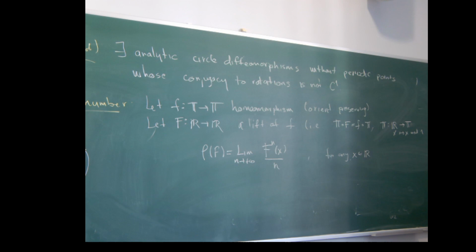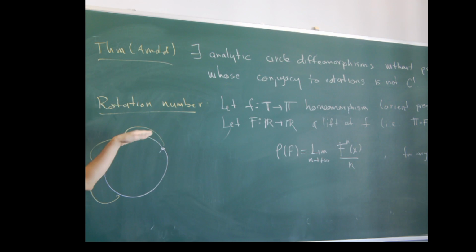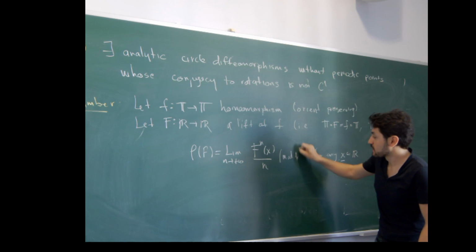The point is that to define formally this notion of how many times I turn around, I have to go to the lift, because here I just get lost when I make one turn. And you can show that this limit actually doesn't depend on the starting point. If I take modulus 1 here, this will not depend on the lift. So this is a well-defined quantity.